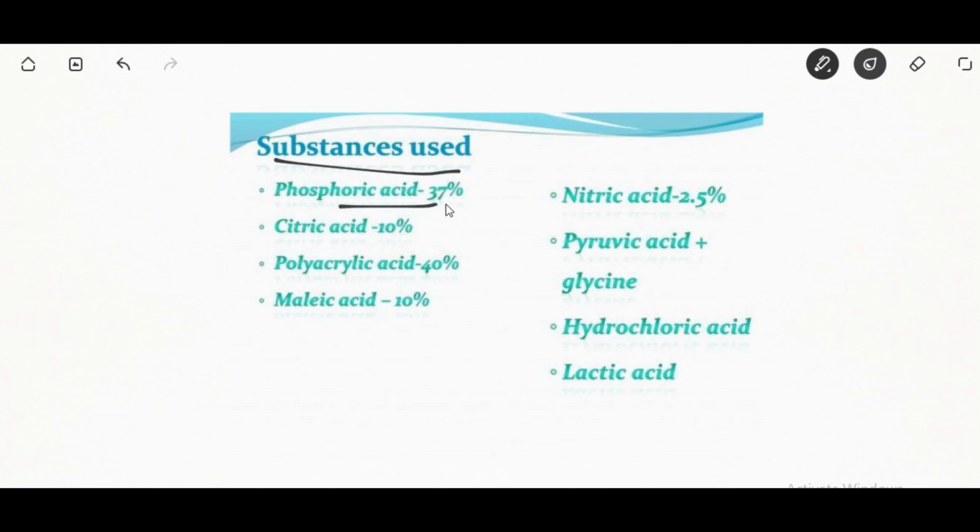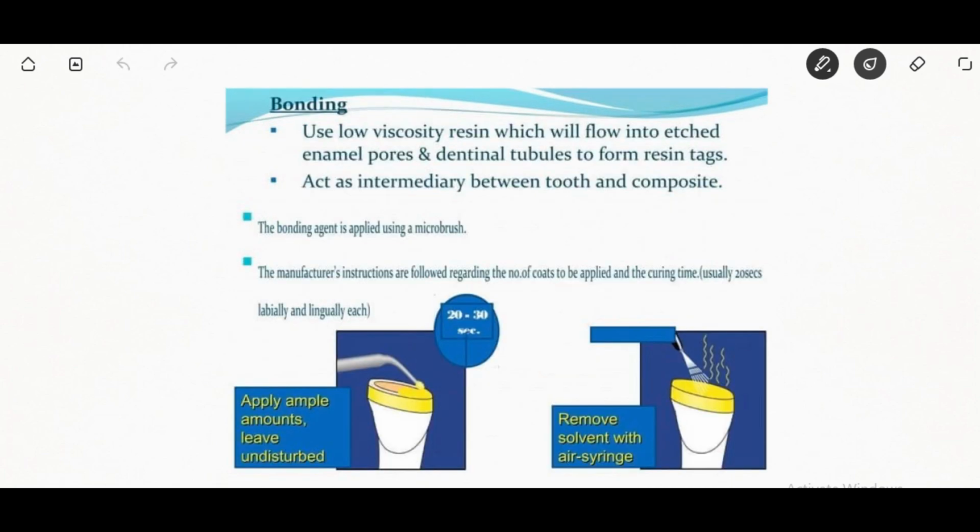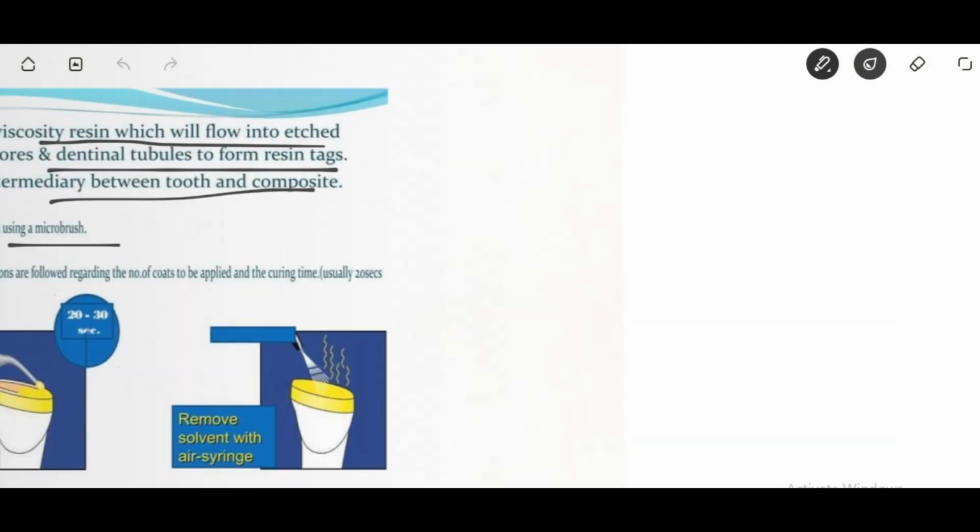So bonding, you can use a low viscosity resin that will flow into the etched enamel pores to form resin tags. The bonding agent is applied using a micro brush. It penetrates the irregularities on the enamel and bonds micromechanically by forming resin tags. And on dentine, it penetrates the collagen network and the dentinal tubules.